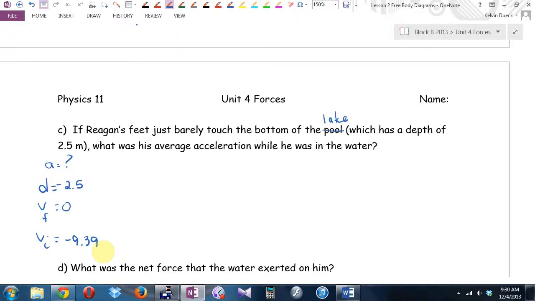VF squared equals VI squared plus 2AD. I'm tempted to hit Brad again, but I've been picking on him all day. Hey, let's get the A by itself then. How would I get the A by itself from VF squared equals VI squared plus 2AD?